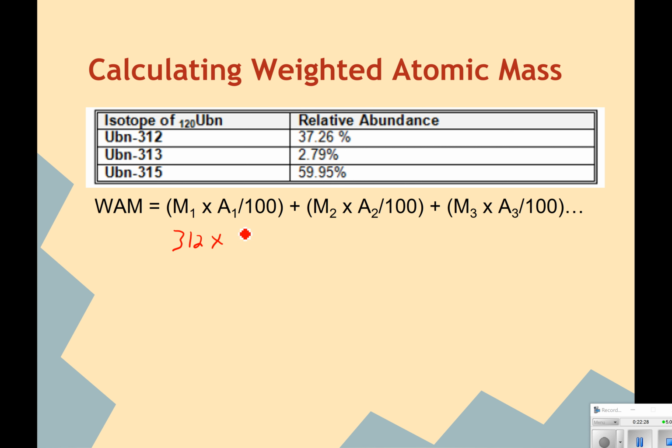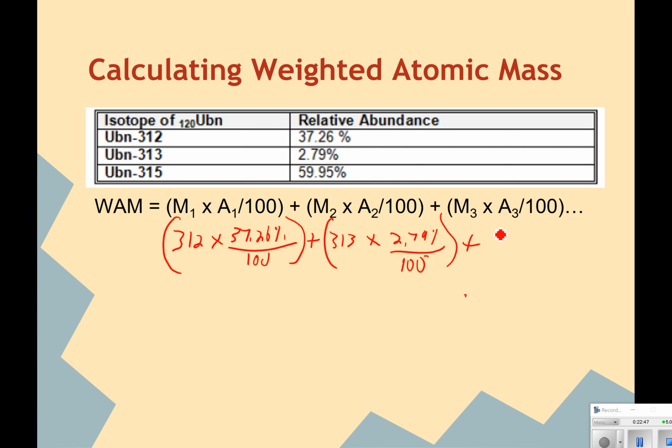The abundance of 312 is 37.26% over 100. We'll add that to the mass of isotope 2, which was 313, times that abundance, which is 2.79% over 100. And we'll add that to the third isotope with a mass of 315 times its abundance of 59.95% over 100.